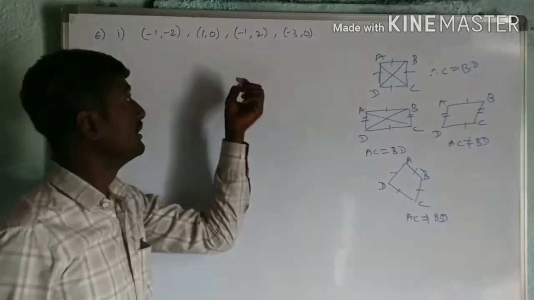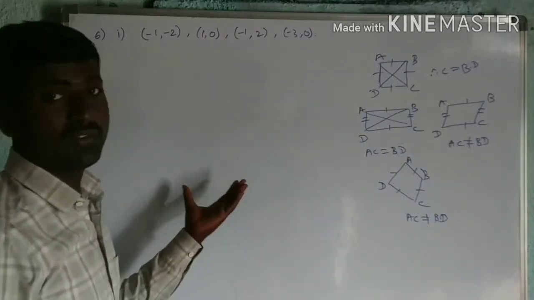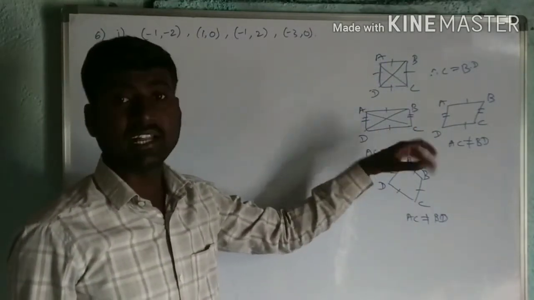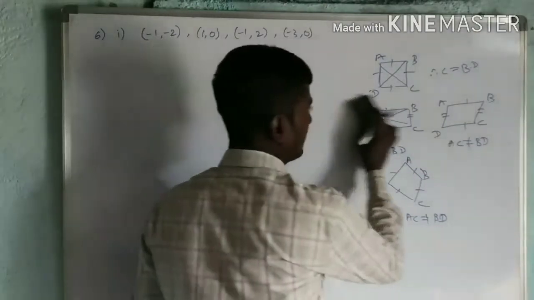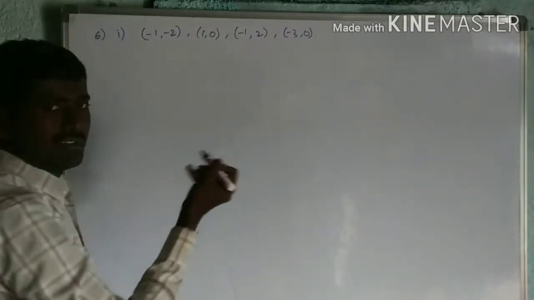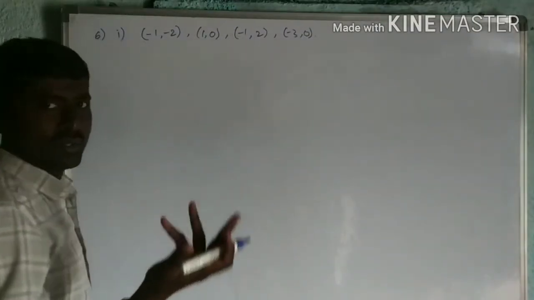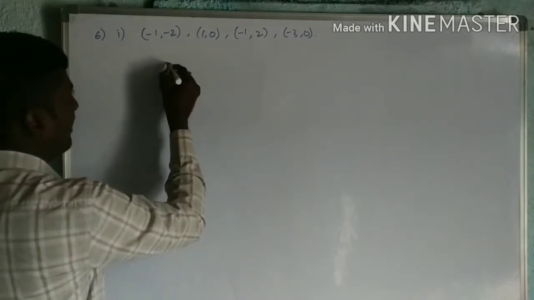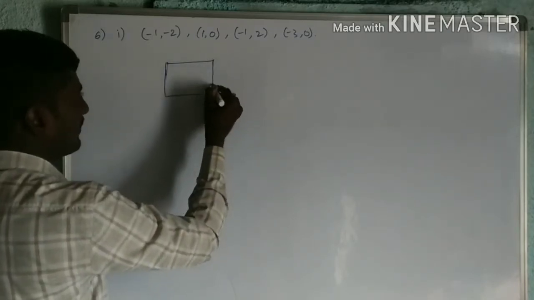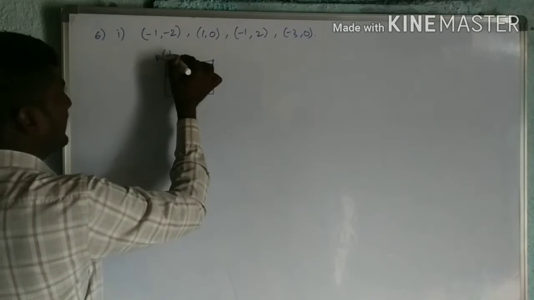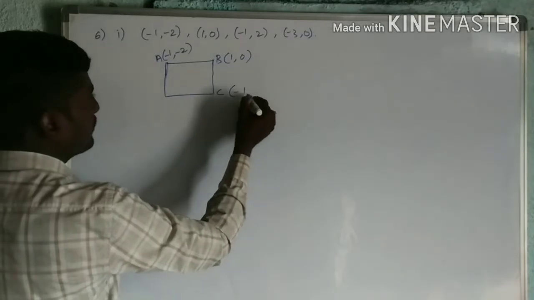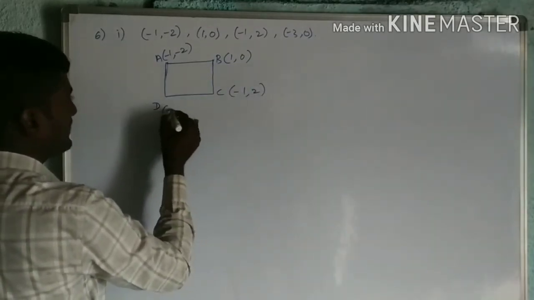Now I will go for the question. First I have to find the sides AB, BC, CD, AD. Then after that I should find the diagonals also. First I will draw randomly. It may be either a square or some other quadrilateral; we don't know that, so I will take it first as a square. Afterwards you can think about it. So I will take A(-1, -2), B(1, 0), C(-1, 2), D(-3, 0).